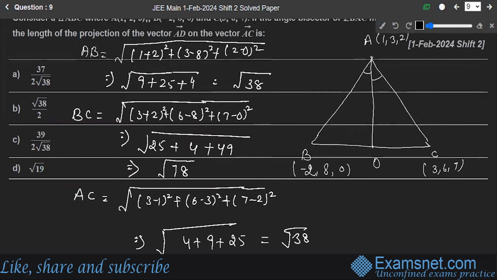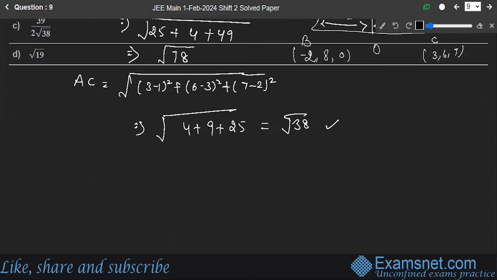So you see one thing, AB is equal to AC. That means AB and AC are equal sides. This is an isosceles triangle. Now, if this is an isosceles triangle, then what is the BD and DC ratio? This is also 1 is to 1, because AB to AC is 1 is to 1. Okay, now why is that?